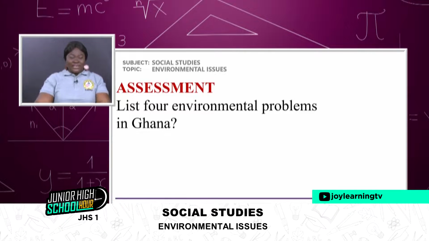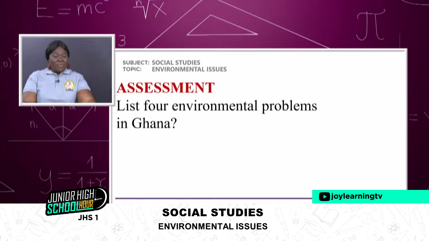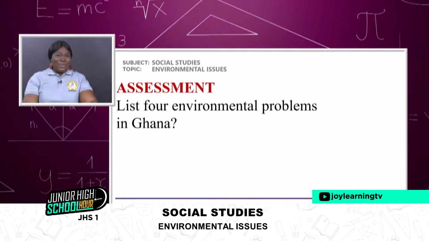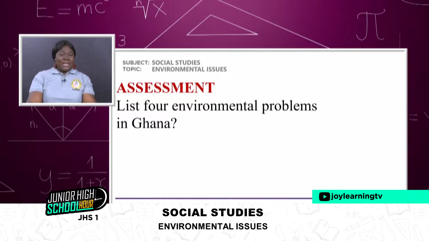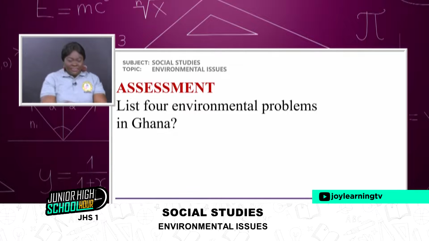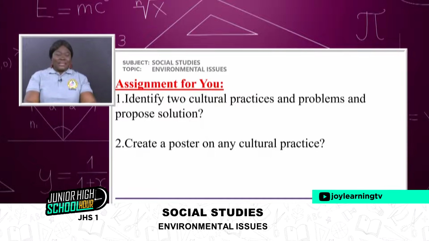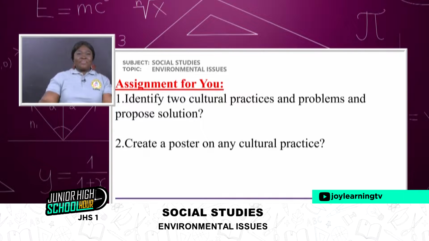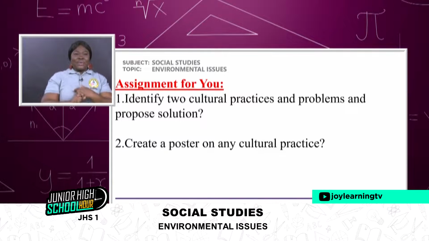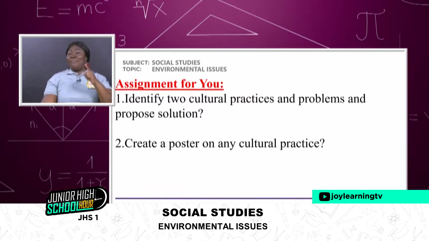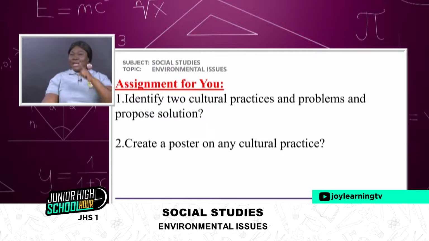Right, let's look at the first question. List 4 environmental problems in Ghana. Hey, I see, Kofi, you want to answer that question for me? Write it down. Just jot it down. And then later you send it to me. Okay, so what are the answers for the first one? Should I tell you, or you are ready to do it? I know social studies students are very smart. Okay, they want to do it.